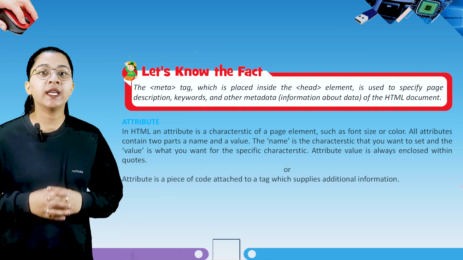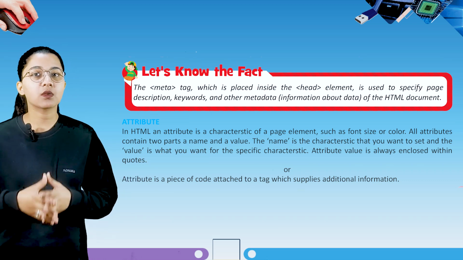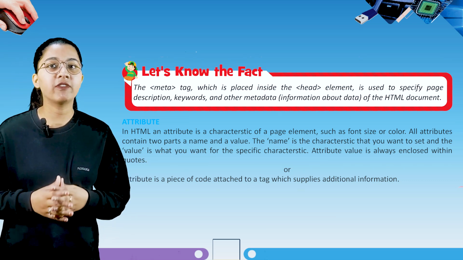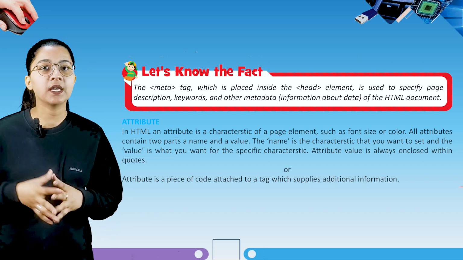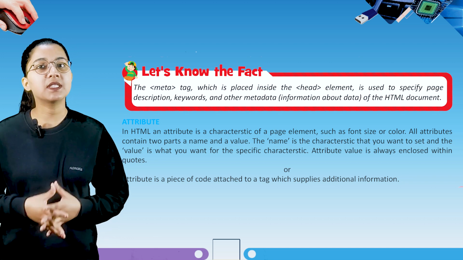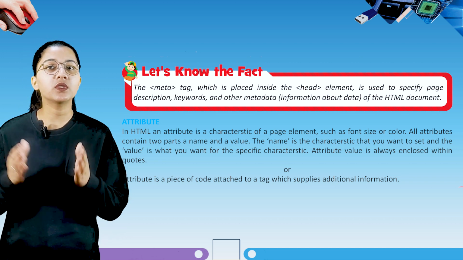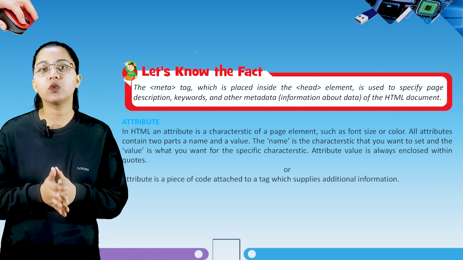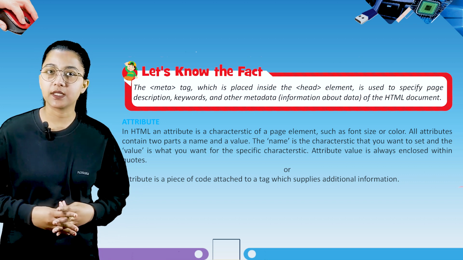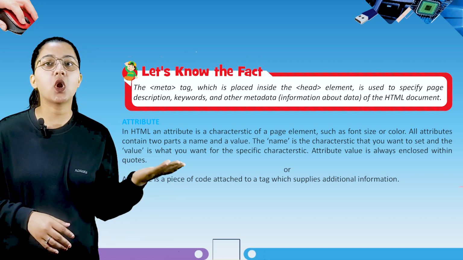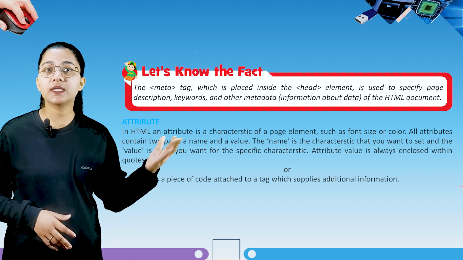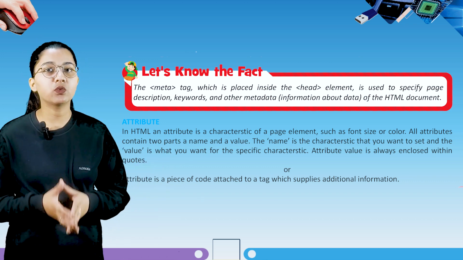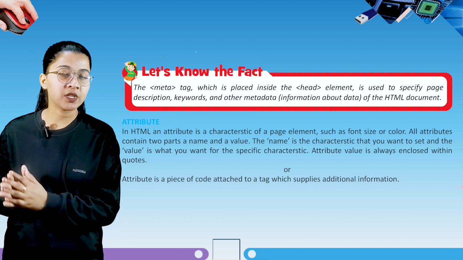In HTML, an attribute is a characteristic of a page element such as font, size or color. All attributes contain two parts, a name and a value. The name is the characteristic that you want to set and the value is what you want for the specific characteristic. Attribute value is also enclosed within quotes. Or you can say attribute is a piece of code attached to a tag which supplies additional information.